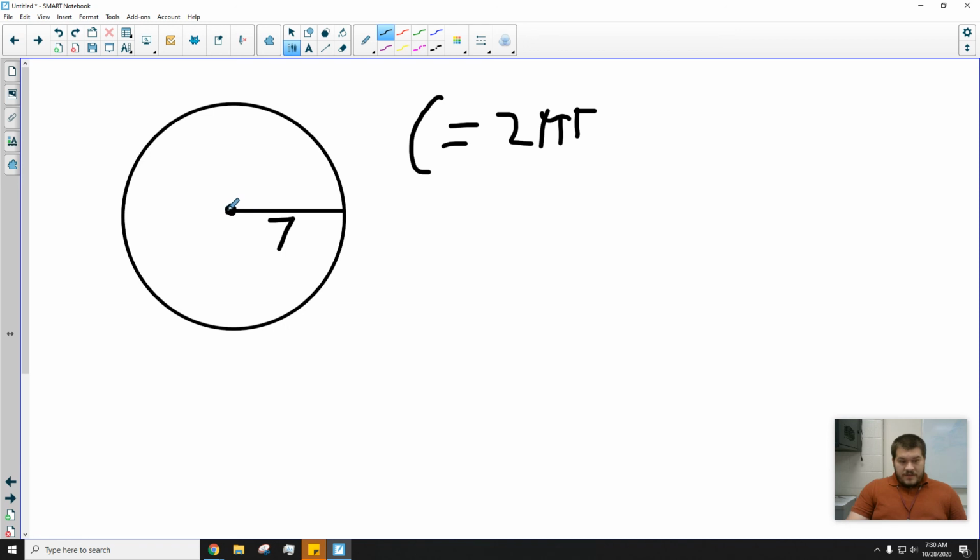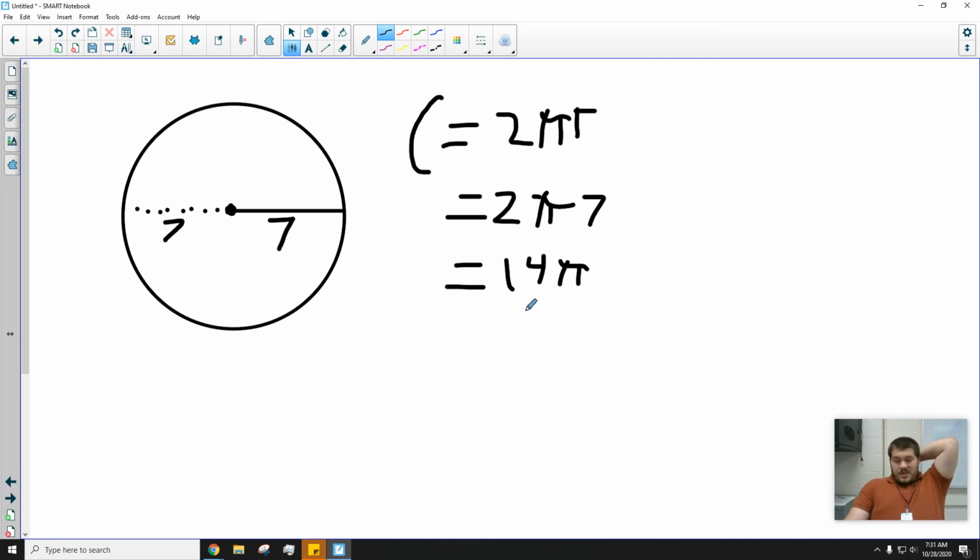So I'd have to have another one across here. I want to have the entire length here, which would be another 7. And how do I double 7? Well, I multiply it by 2. So it's going to be 2 times pi times 7. And 2 times 7 is 14. So we got 14 pi.